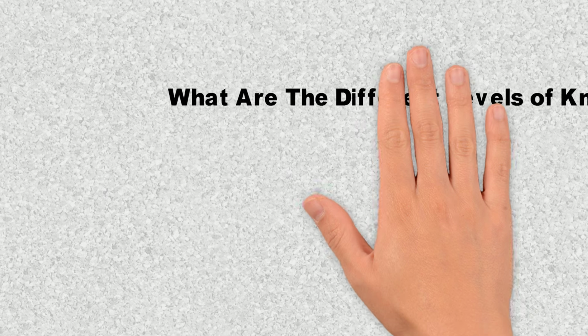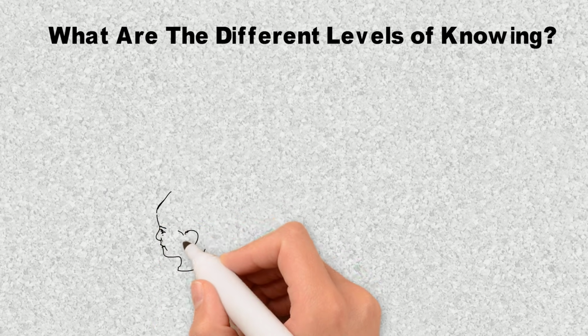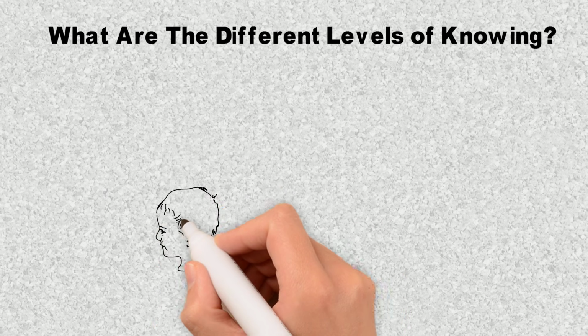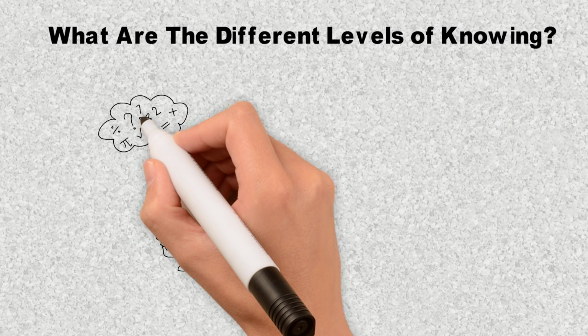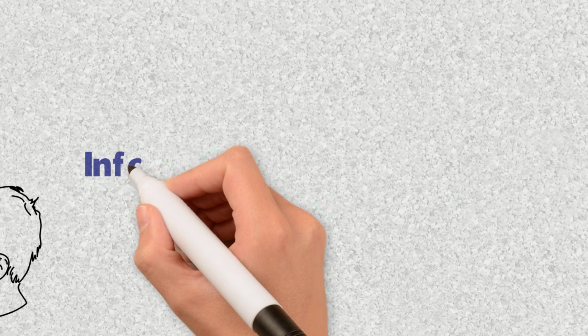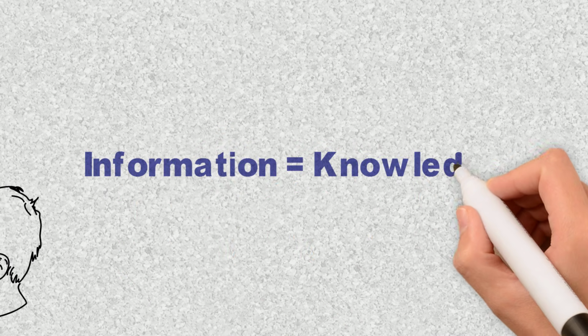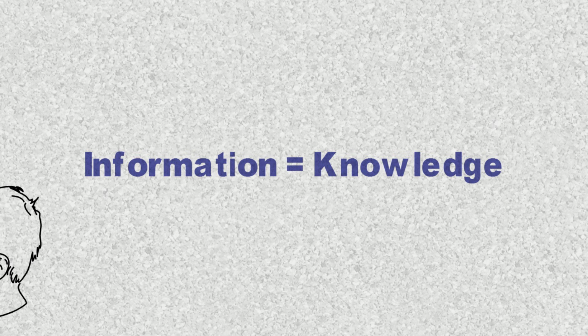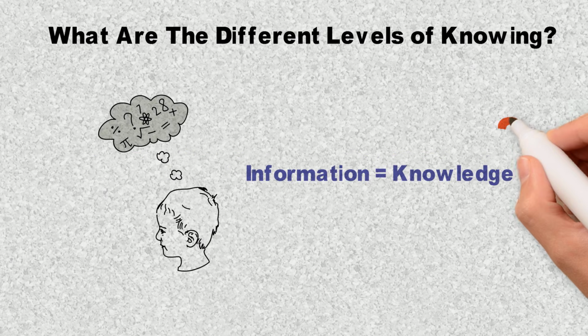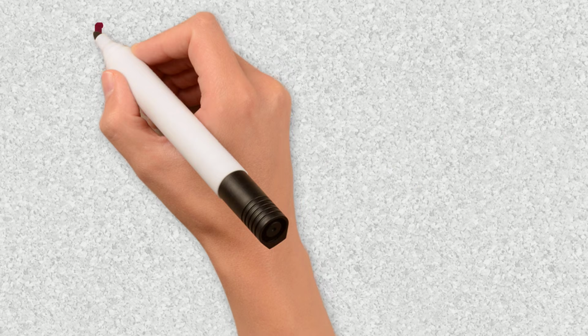In this video, we're going to look at the different levels of knowing and understanding. In everyday language, knowledge is a word that means different things to different people. Some people regard it synonymously with information, while others see it as something more. In the online Oxford Dictionary, it is defined as facts, information, and skills acquired through experience or education, the theoretical or practical understanding of a subject. In other words, it covers just about anything.